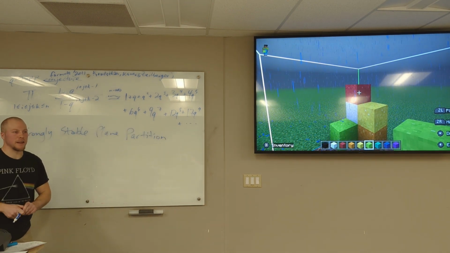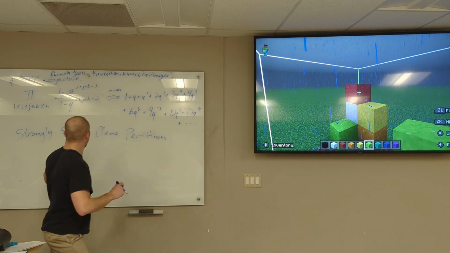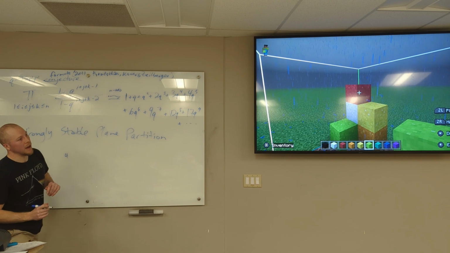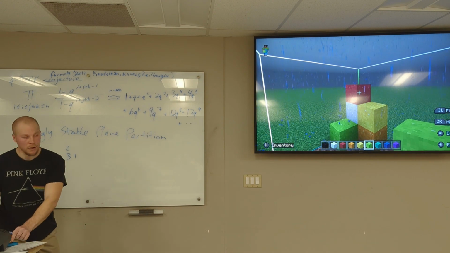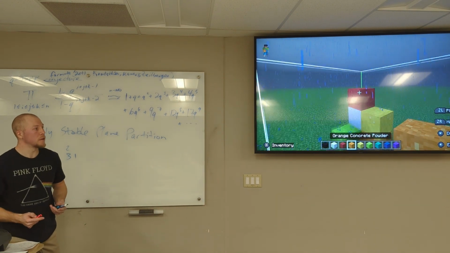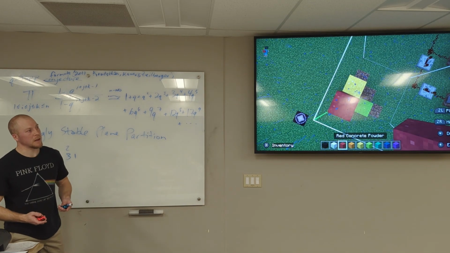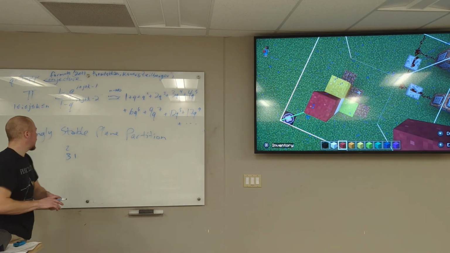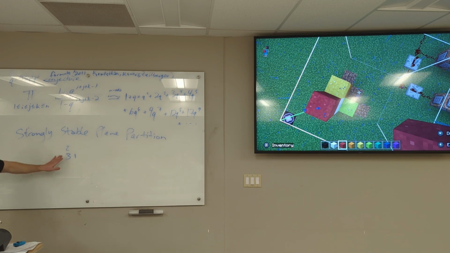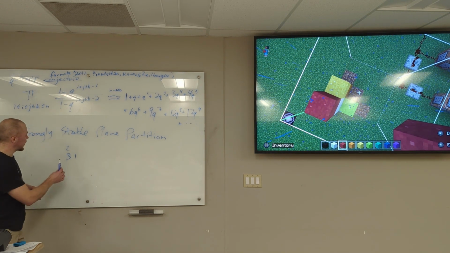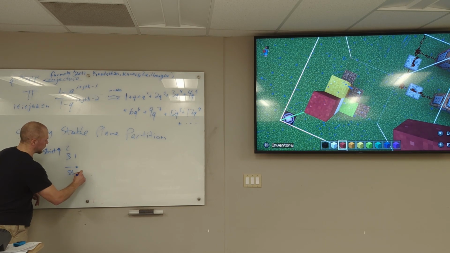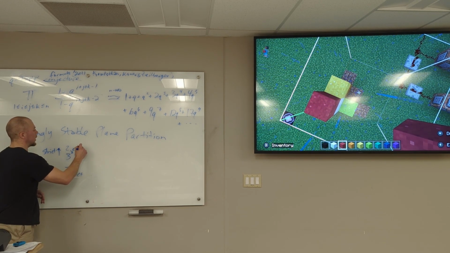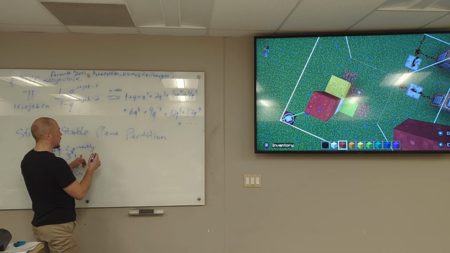Back in the days before we were doing this on Minecraft, we would write things like this as 3, 2, 1. If I orient myself above this thing, you can think about the heights as 3, 2, and 1. If you write things down this way, then the condition for these strongly stable plane partitions is that they need to be strictly decreasing across rows and columns, and weakly decreasing along diagonals.